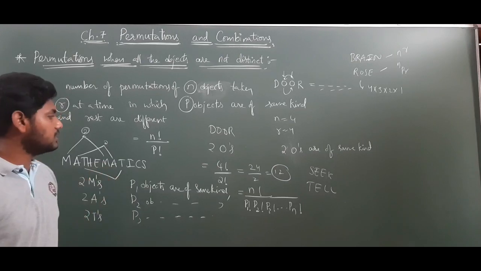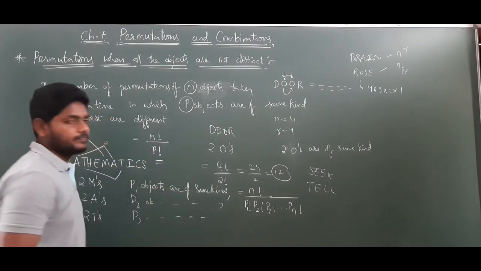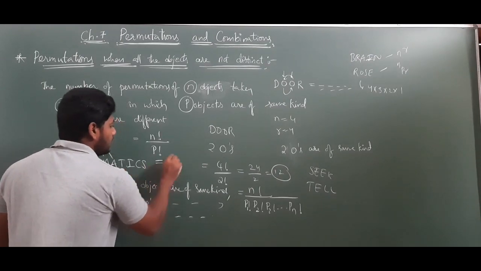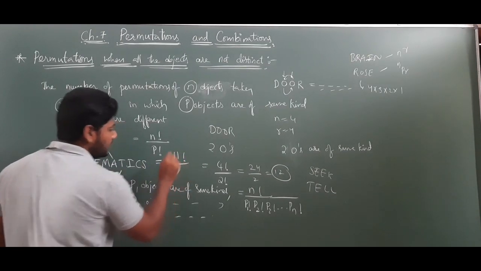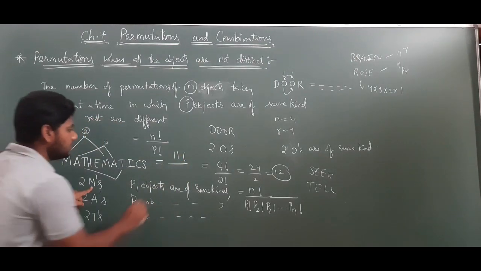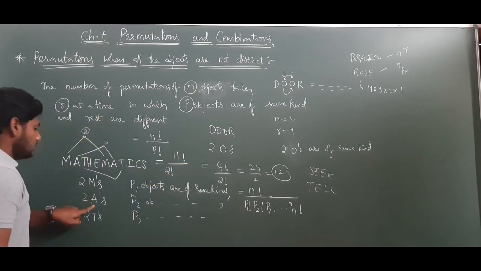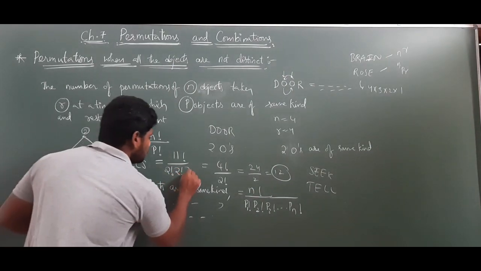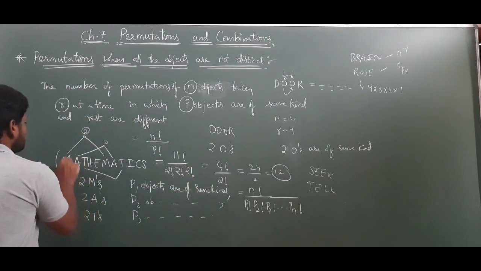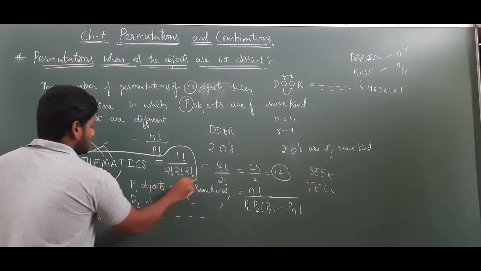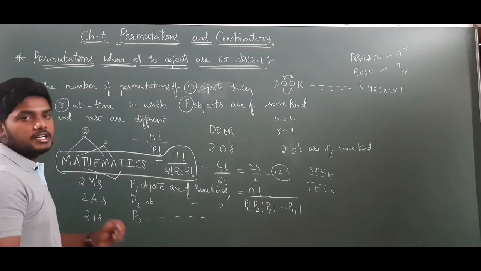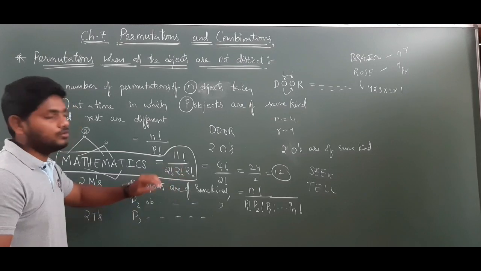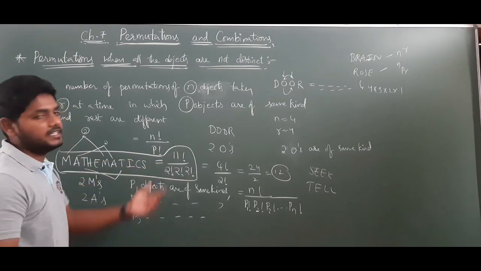So when it comes to mathematics, n factorial means how many letters we have? 11. So 11 factorial divided by, M's how many are there? 2 factorial. A's how many are there? 2 factorial. T's how many are there? 2 factorial. So therefore the number of permutations of the word mathematics is 11 factorial by 2 factorial, 2 factorial, 2 factorial. Like that we will find.